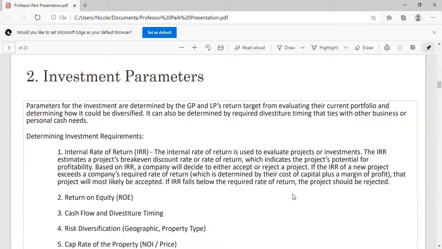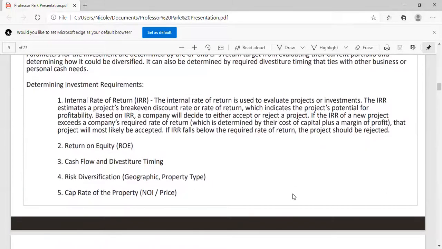Now, when investors, the GPs and LPs, are looking for investment properties, they'll evaluate their own portfolios to see how they need to diversify it typically. So if they're heavily invested in the stock market or bonds, and they want to do some alternative investments to diversify their portfolio, they would look into property to own. They also may look at their own personal assets and see what the required divestiture timing might be to match up with some of their cash flow needs or large needs for cash.